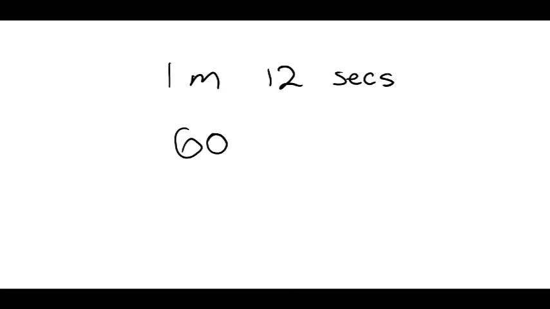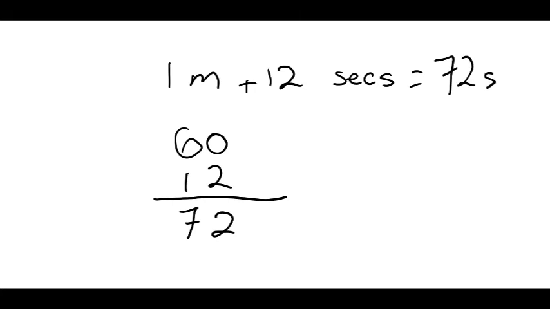To do the opposite, to convert minutes and seconds into seconds, you just need to reverse the procedure. So let's have a quick look at how we do that. So here I have 1 minute and 12 seconds. I need to know how many seconds that is, so I'm going to reverse the procedure. Instead of taking away, I'm going to add. So I've got 1 minute, I know that's 60 seconds, and I've got an additional 12 seconds to add. So that's 60 plus 12, which gives me 72. So 1 minute, 12 seconds converts to 72 seconds.